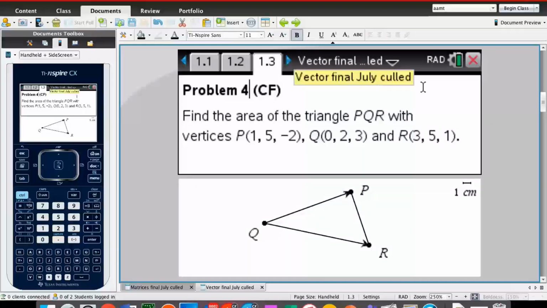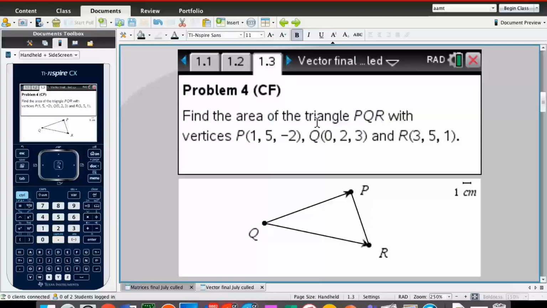Okay, so here's question 4. It says determine the area of the triangle PQR with vertices P 1, 5, -2, etc. Now the diagram wasn't there, so basically when you're solving these problems, we want a vector with the tail at Q and the head at P, and then we want the tail at Q and the head at R. So you could do it at different spots, so it doesn't matter where you pick as long as you have the head running away from the point Q.